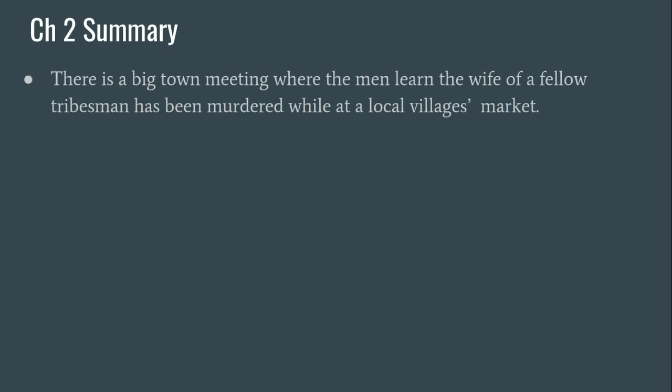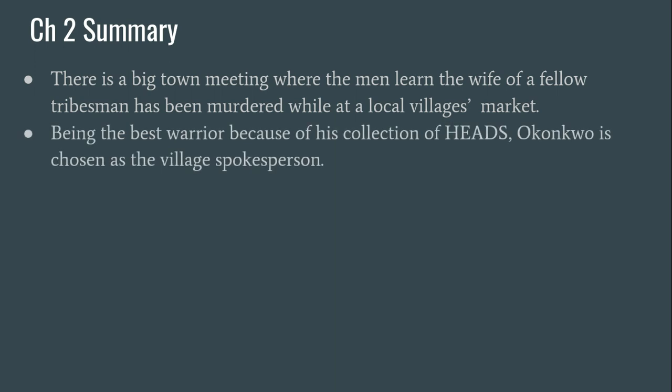Chapter 2, because chapter 1's really short. Chapter 2, this is where that big town meeting happens. And here we learn that one of the wives of a village member had been murdered while at the local market of a nearby village. And since Okonkwo was considered the best warrior because of his collection of heads, yes, severed heads, Okonkwo was chosen as the village spokesperson.